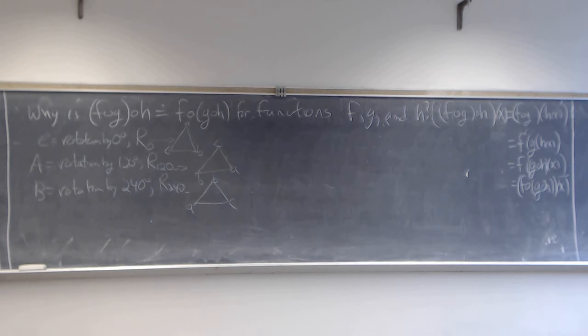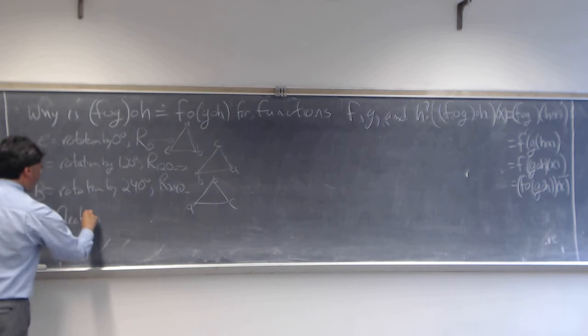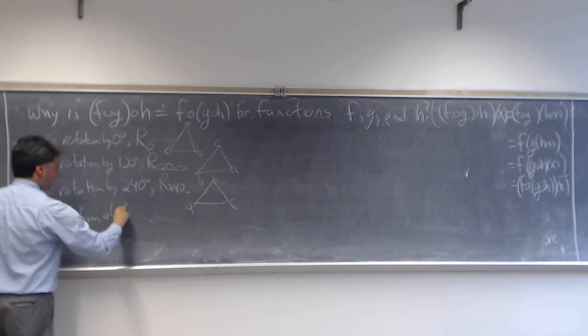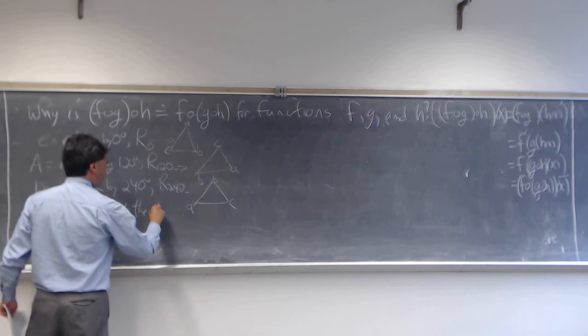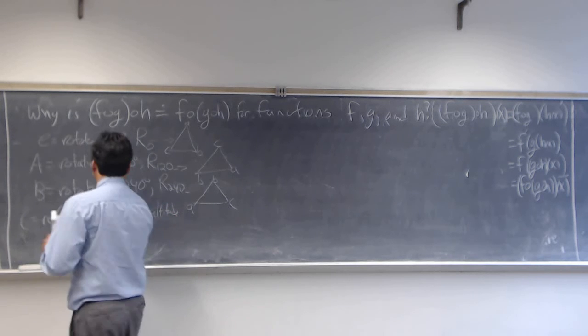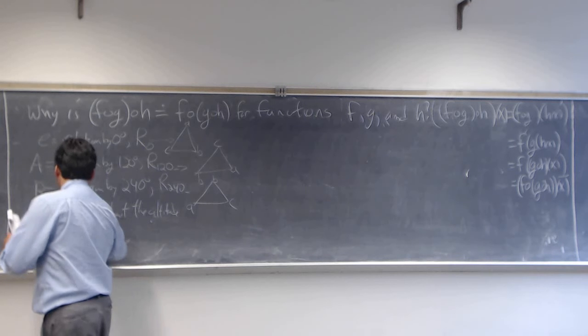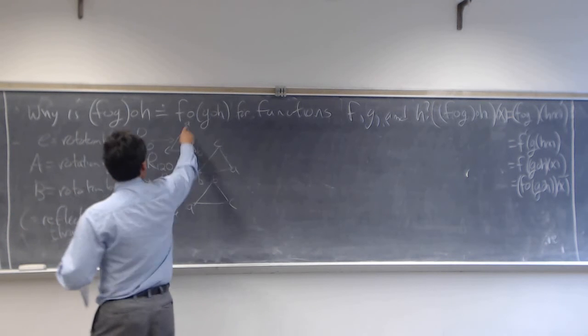And then I also have some reflections. That's a reflection about, and I believe the term for the line, the altitude, is a line from a vertex perpendicular to a side. The altitude through, and well, let's make it through A.